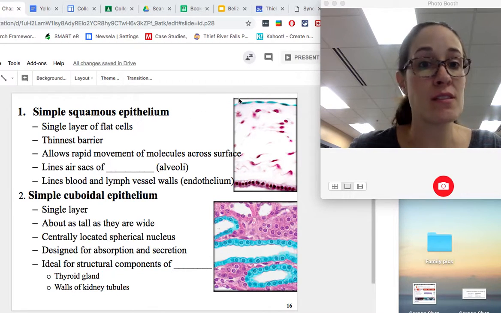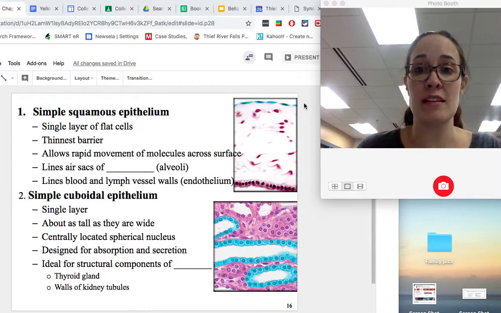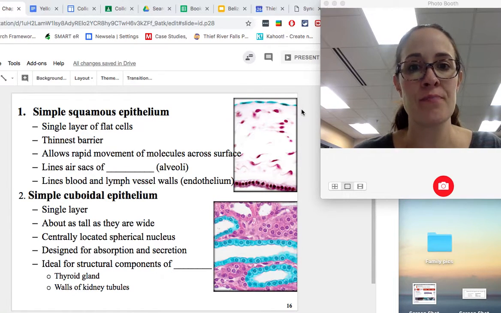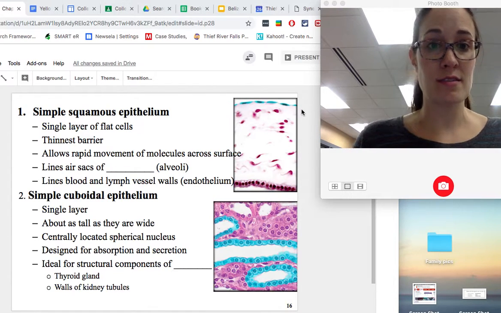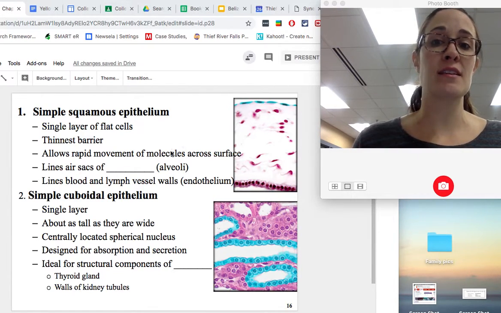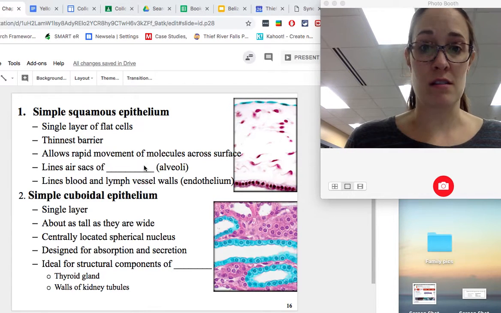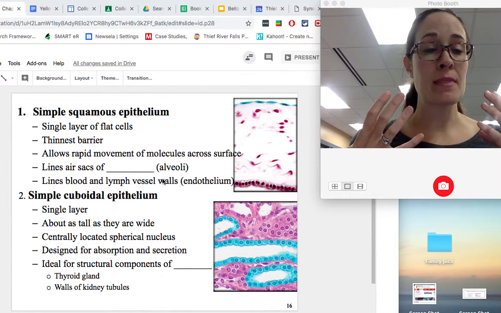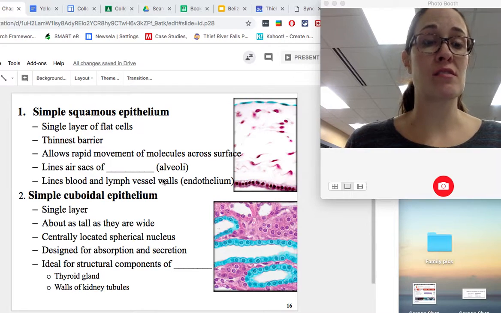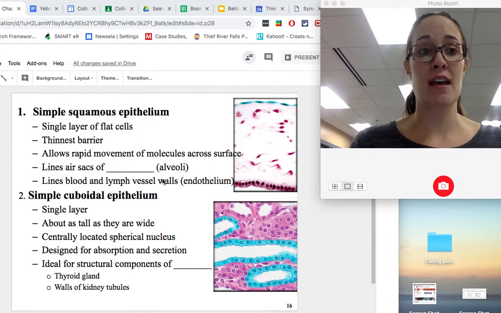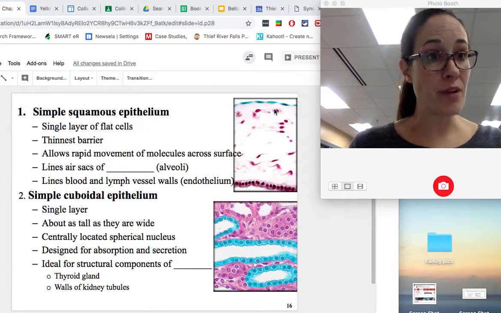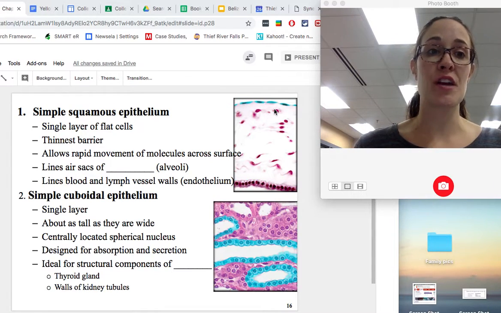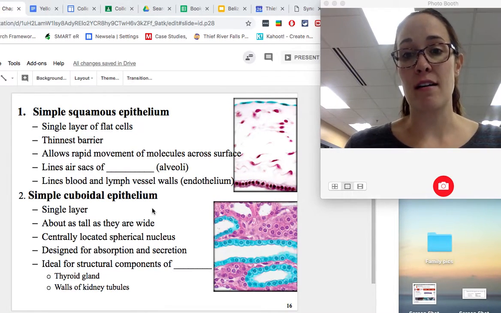Simple squamous, like you can see, is one layer of flattened cells. It's a very thin barrier, and that thin barrier allows rapid movement of molecules across that surface. One example is in the lungs, in the alveoli, to let oxygen and carbon dioxide be quickly exchanged. We also see this type of tissue lining the blood vessels, called the endothelium, for the same reason, to allow quick exchange between oxygen and carbon dioxide.